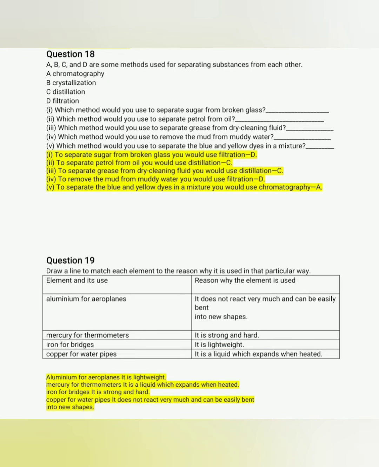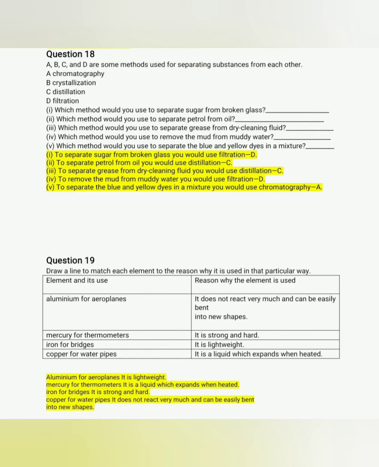Now in question number 18, A, B, C, D separation technique names are given, and we are given the questions that which thing can be separated by which technique? So number one answer is, to separate sugar from broken glass you would use filtration, because sugar will be dissolved in water and glass can be separated. To separate petrol from oil you would use distillation. To separate grease from dry cleaning fluid, you will use distillation. To remove mud from muddy water, you will use filtration. To separate the blue and yellow dyes in a mixture, you would use chromatography.